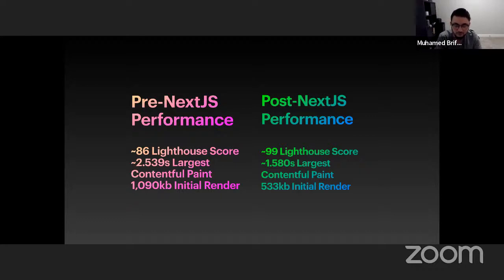So in our case, it took us about 2.5 seconds to show something meaningful to our users, and that's based on Lighthouse's score. Our initial render was a little bit over a megabyte. After NextJS, we basically got this bumped up to a 99 Lighthouse score. And actually, this post-NextJS performance was without any server-side rendering either.